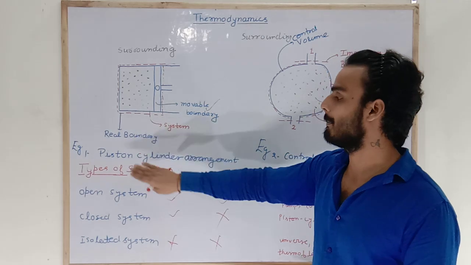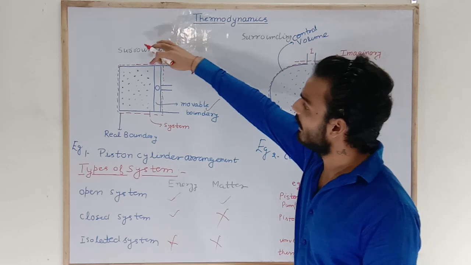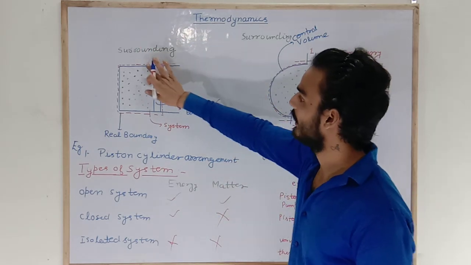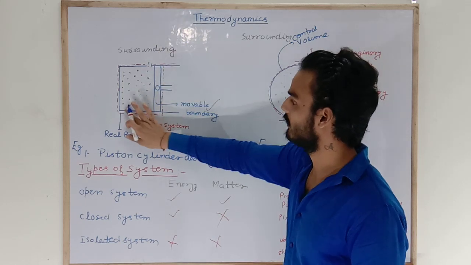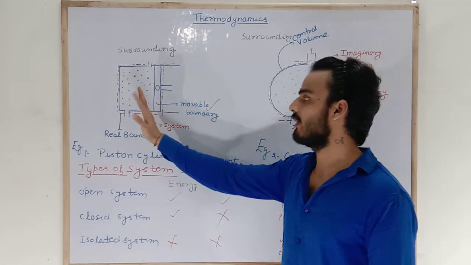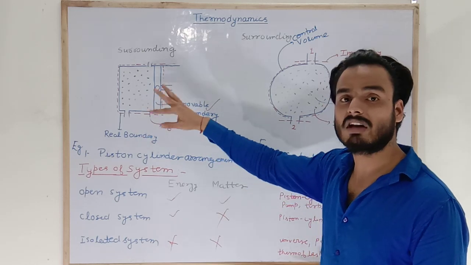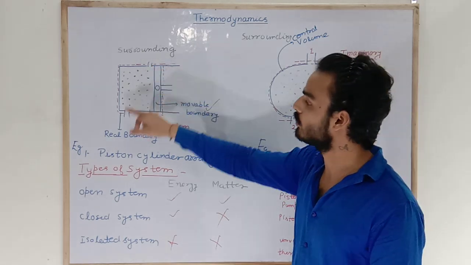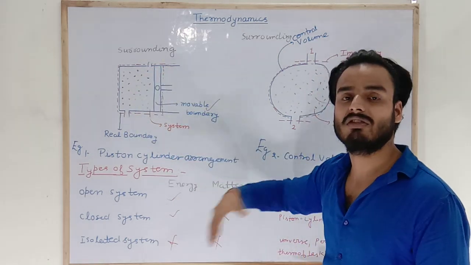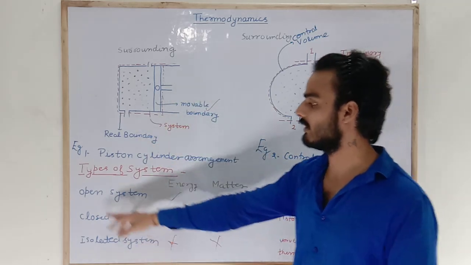We have taken the same example, a piston cylinder arrangement. If I install two valves, this is your inlet and this is your outlet valve. If we move the piston forward, the gas will be compressed and heat will be rejected. So there is transfer of energy here, and due to these two valves there will be transfer of matter. So there is both transfer of energy and matter. That is why this is an example of an open system.